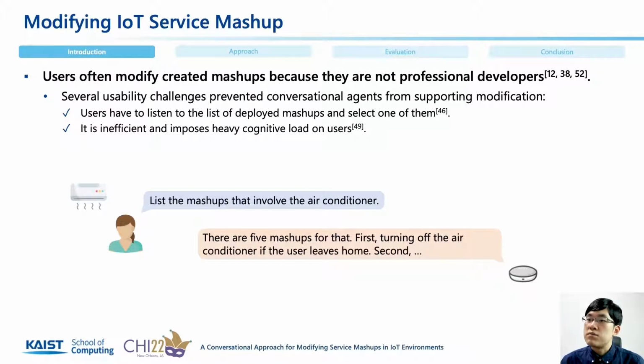To modify mashups through conversational interfaces, users should listen to the list of mashups and select one of them. And this causes several usability challenges. For example, the user feels hot even with an air conditioner, so she tries searching by device keywords, air conditioner, but she must listen to all the mashups related to the air conditioner. It's inefficient and imposes heavy cognitive load for processing this lengthy response.